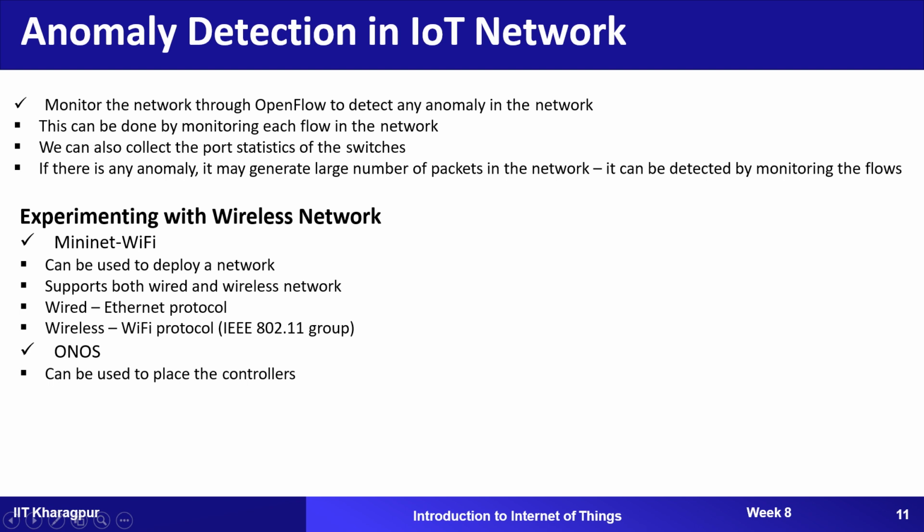The second one is ONOS. Here it can be used in order to place the controllers whenever you are integrating SDN with your wireless network.